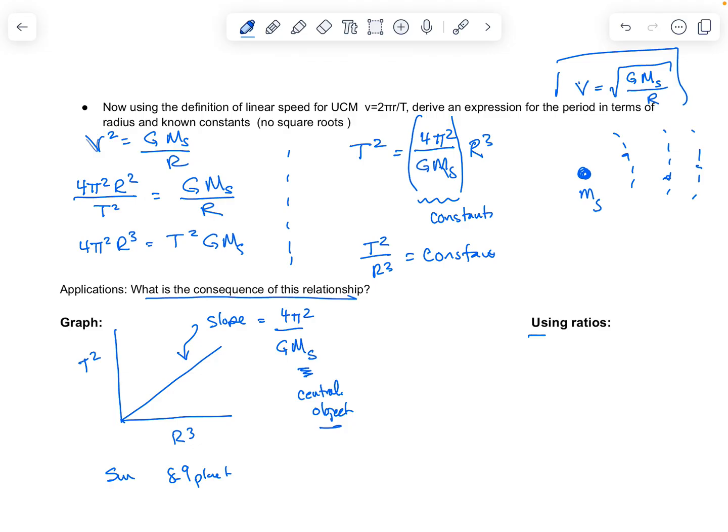Again, using ratios with this idea, the t squared over r cubed, let's say for Earth, would be equal to the ratio of t squared versus r cubed for Mars. So this was the orbital period of Mars squared divided by the orbital distance of Mars cubed. That ratio would be constant. And the neat thing about this is that units don't matter. As long as they're the same, you do not have to have period in seconds and r in meters.